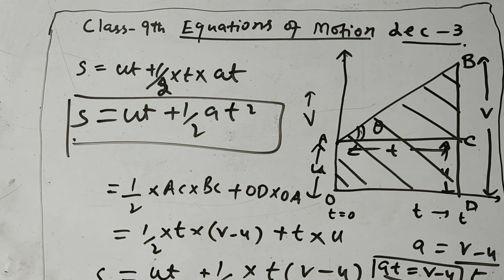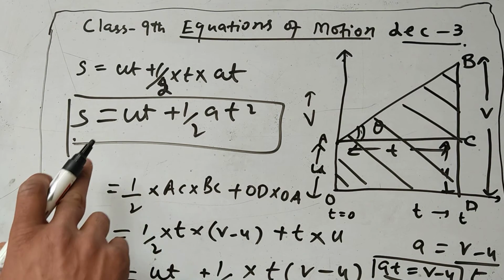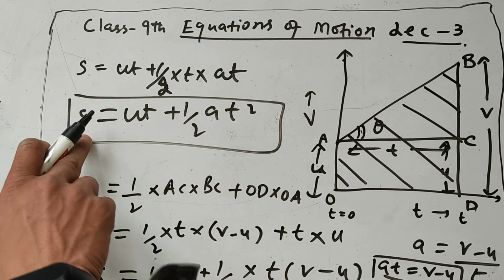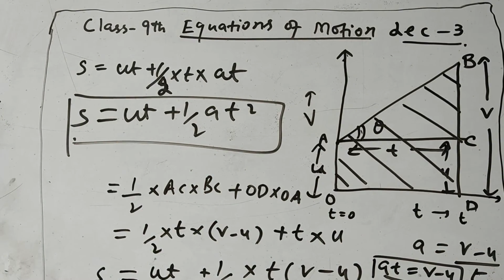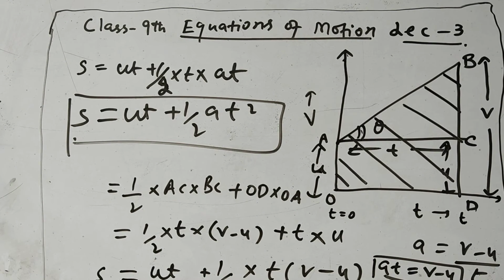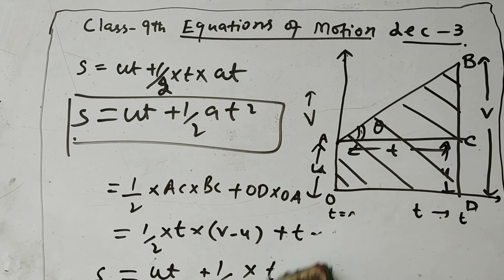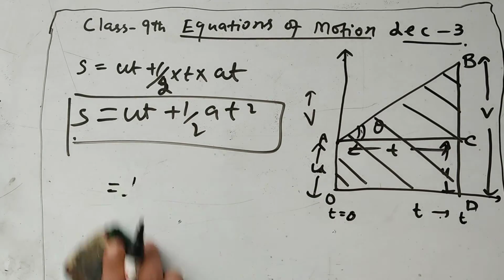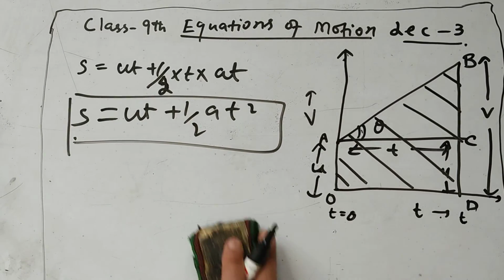The second equation of motion we have derived is basically the relation between position and time. From this equation of motion we can find the distance covered by the body when the body is moving with constant uniform acceleration. Now we have one more equation that can also be derived from the same velocity time graph. Now we will find the third equation of motion.